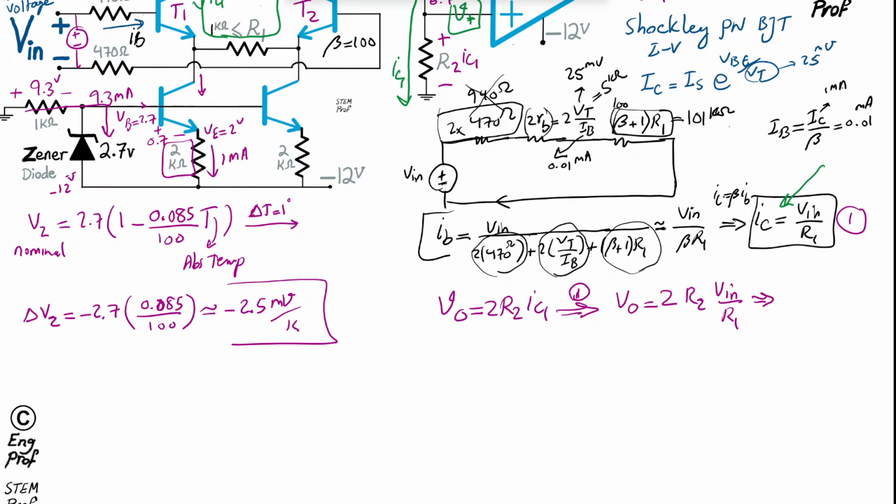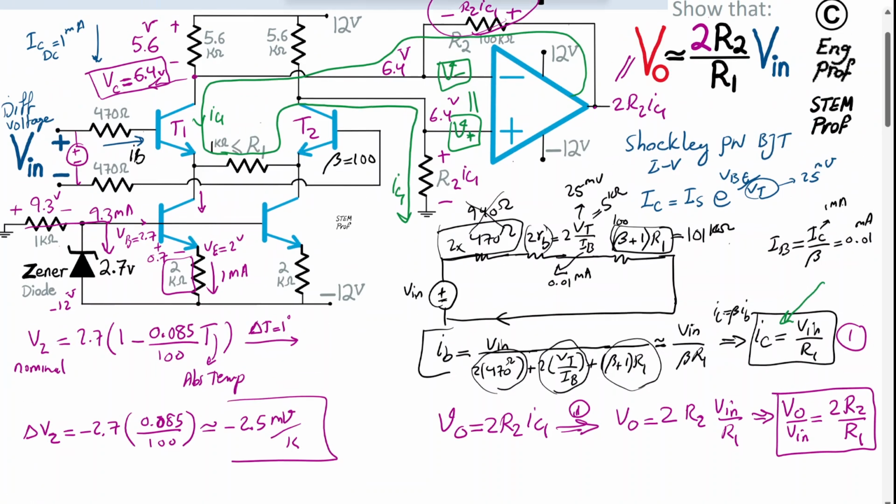So I can just say V out over V in, or the gain of this differential amplifier circuit, or instrumentation differential amplifier, is 2 times R2 over R1. So this is an important outcome.